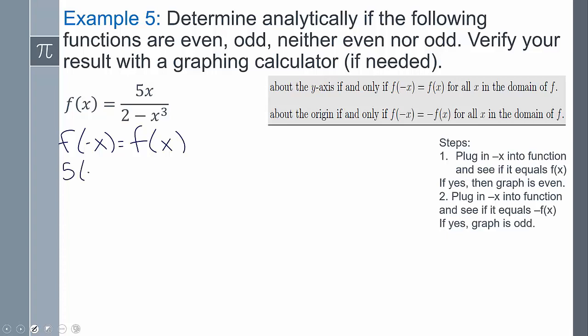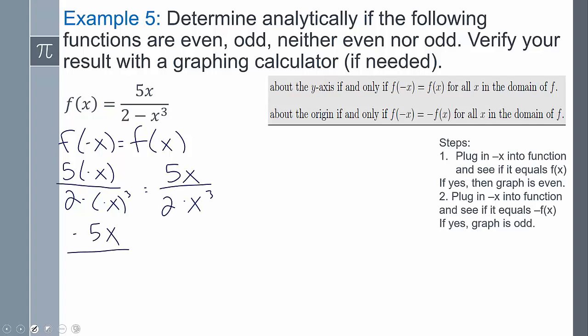So I plug in a negative in for x. So 5 times negative x over 2 minus negative x cubed. Does that equal 5x over 2 minus x cubed? Well, I get negative 5x over, because 5 times negative x. And then here, because it's cubed, I have 3 negatives times the 4th negative. So that's going to be 2 plus x cubed. Now, those are not the same. So even just looking at that, I can say that it's not even.